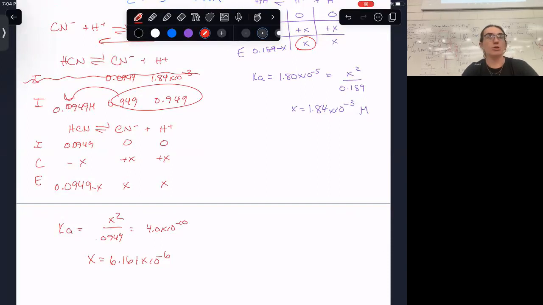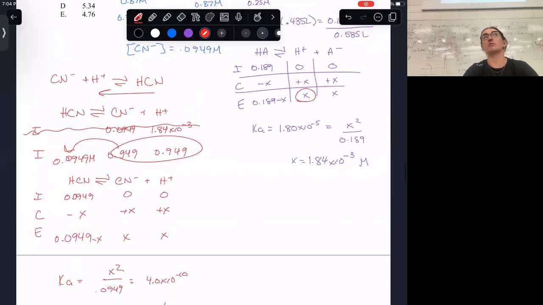Okay. That puts H plus in solution. What does that now disrupt? Equilibrium of what? Not HCN, because we just established equilibrium for HCN. What does it screw up? The original acetic acid concentration. So now HA.